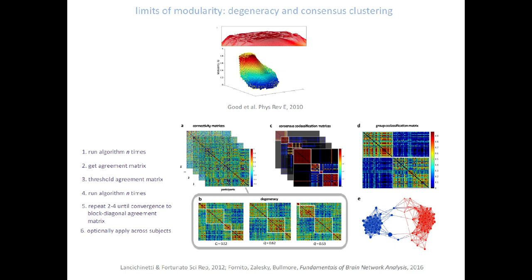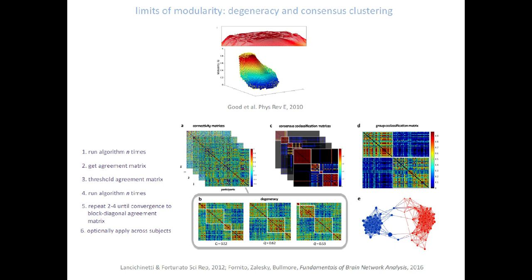But if you actually plot the Q landscape across lots of runs of the same algorithm on the same data set, it's very jagged. It looks like this, and you can see that there's no real clear peak, right? So this is what's said to be a degenerate landscape. So there's potentially lots of different solutions that are roughly as good as each other, right? And so then that means, well, what should I pick?